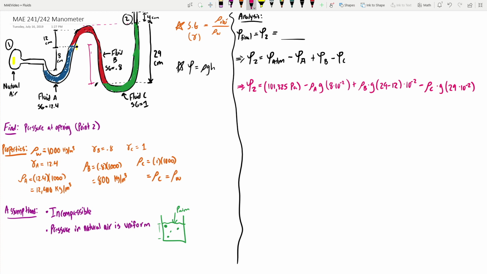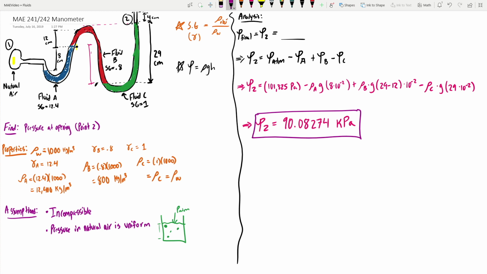If we go ahead and solve for pressure, we get that pressure 2 is equal to 90.08274, and that's in kilopascals. So this right here is the pressure at the opening, which is also the pressure at point 2 off to the right here.